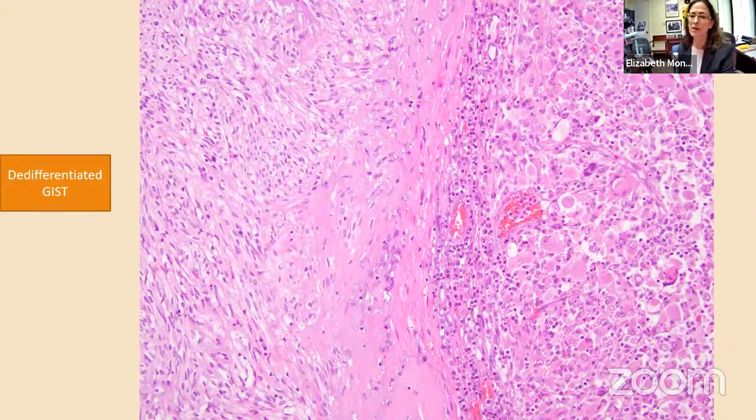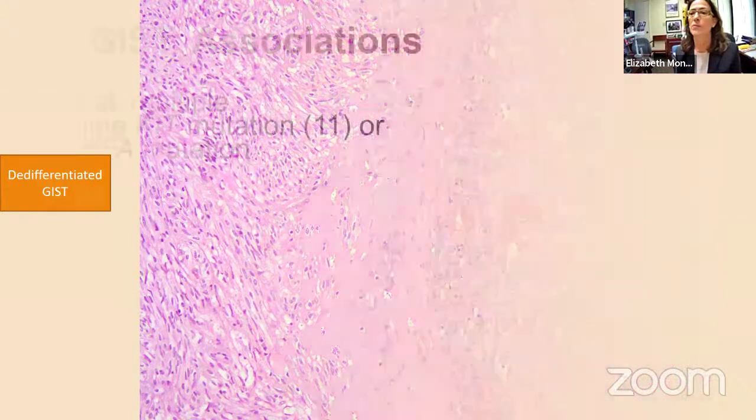Once in a while, GI stromal tumors can dedifferentiate, as in this case. Doesn't happen often, and it can either happen after treatment or de novo. If you're lucky enough to have this sort of thing with the low-grade component here before the dedifferentiated component, great. If you're not, and you do your KIT workup for this, you may not even get staining, so they can be a bit tricky to deal with.